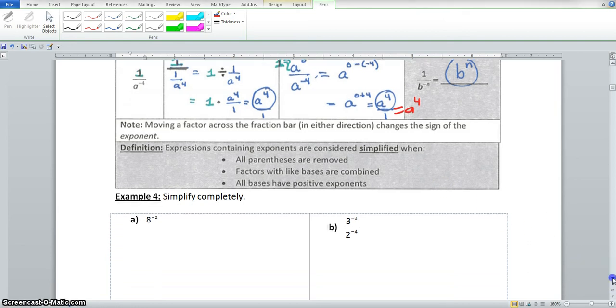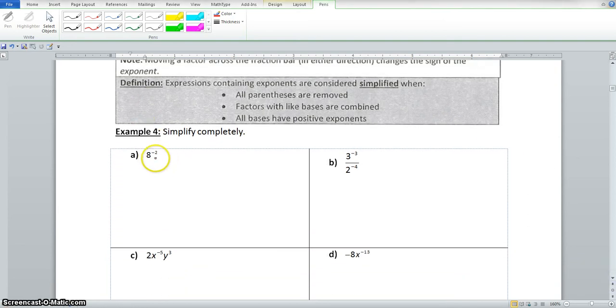Now, let's take a look here. We have 8 to the negative 2 power. Now we have our base taken to a negative exponent, so we know we will put 1 over. Our base will remain the same. Our exponent will become positive. And we will have 1 over 8 to the 2nd power, which is 64.